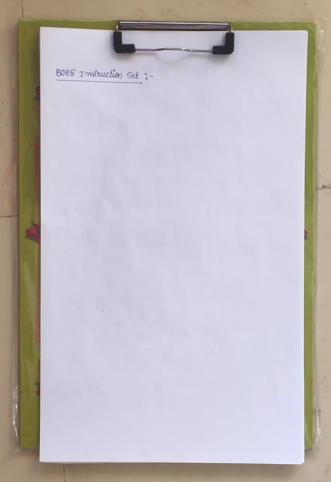This instruction set is for your basic microprocessor, that is 8085, right? Now let us see the instructions one by one. What is meant by an instruction? This is a command. You know the meaning of instruction, right? It is a command given to a PC to perform a specific operation, right?